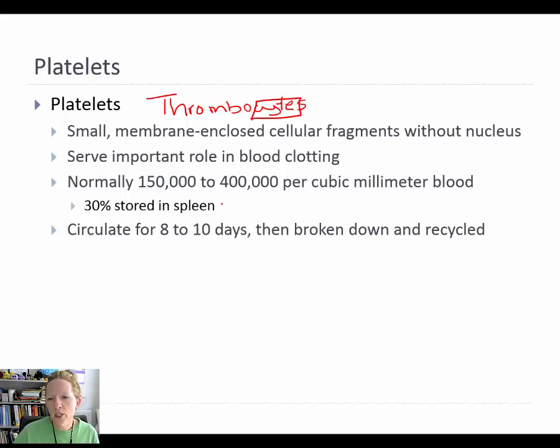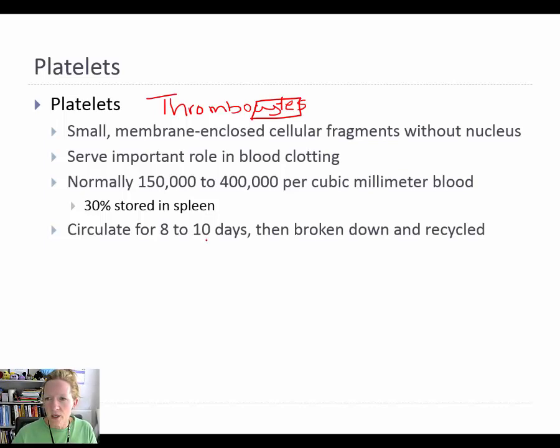Most, or about 30% of platelets are going to be stored in the spleen. What they do is they are going to circulate for about 8 to 10 days, and then they are broken down and they can be recycled after that. So they don't live very long at all. I didn't talk a whole lot about how long white blood cells live, mainly because they're all very different. A lot of them aren't going to last very long, but some of them can last for years. It just depends on the leukocyte.